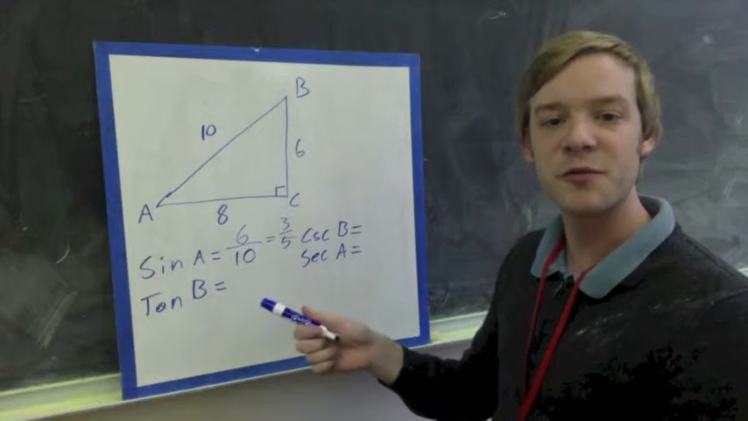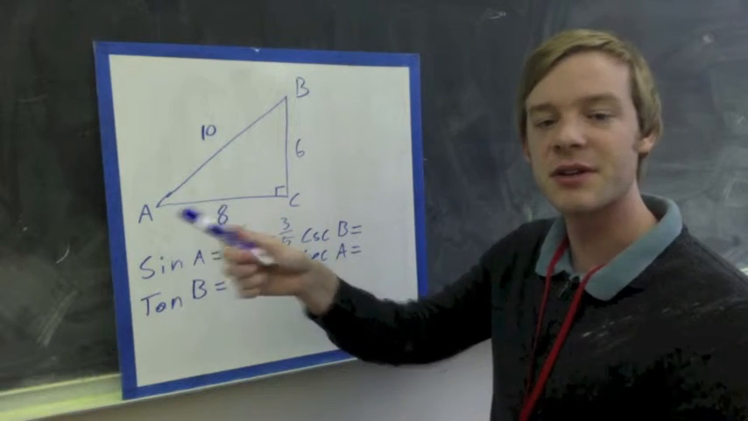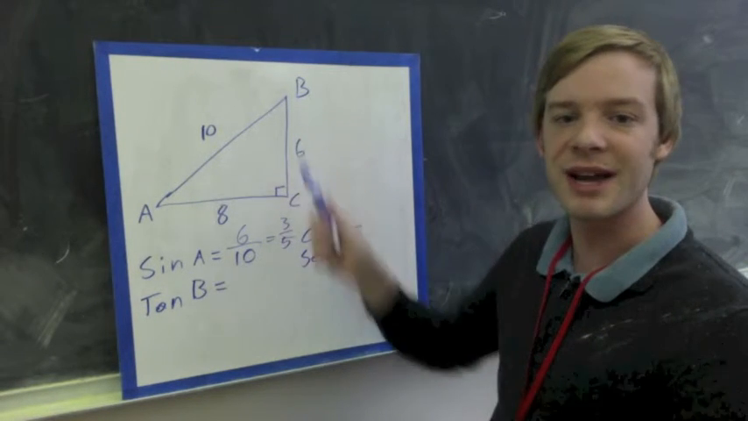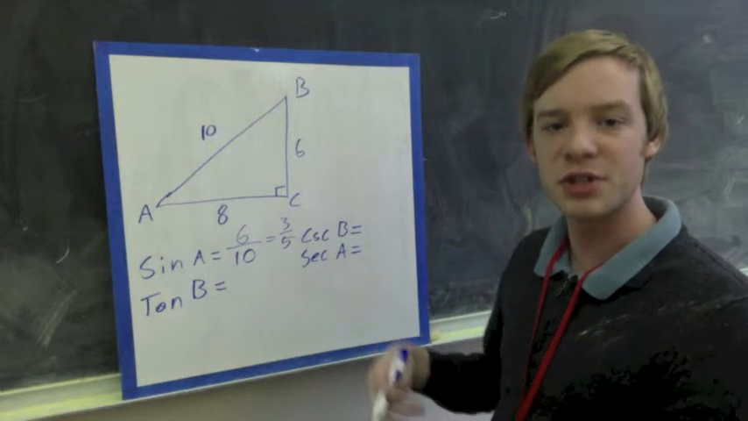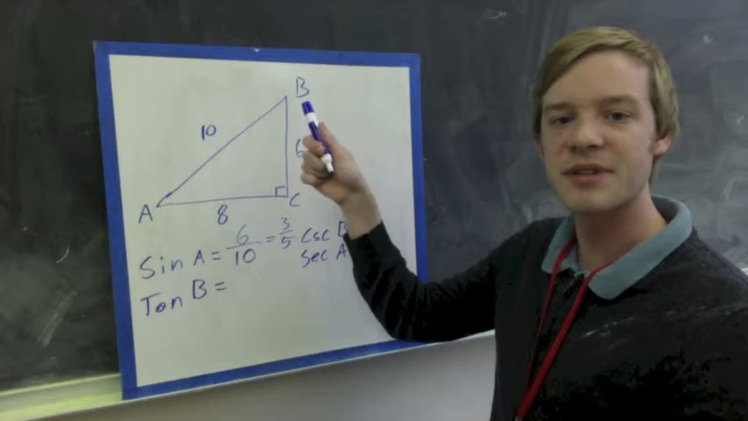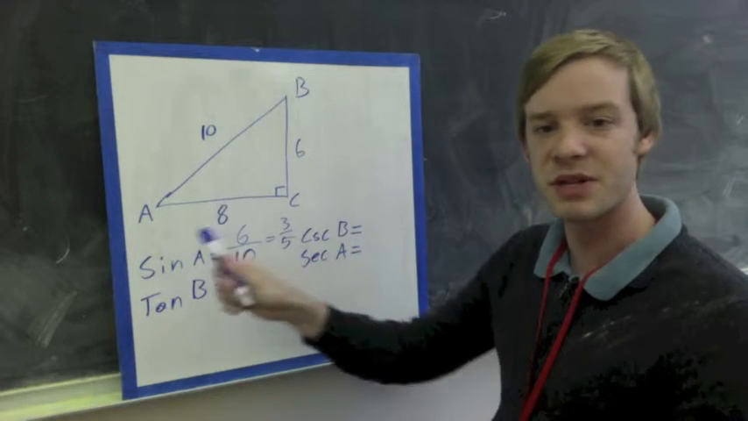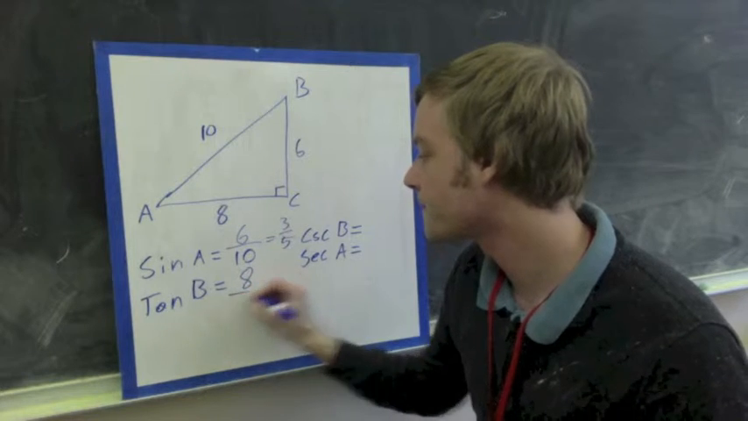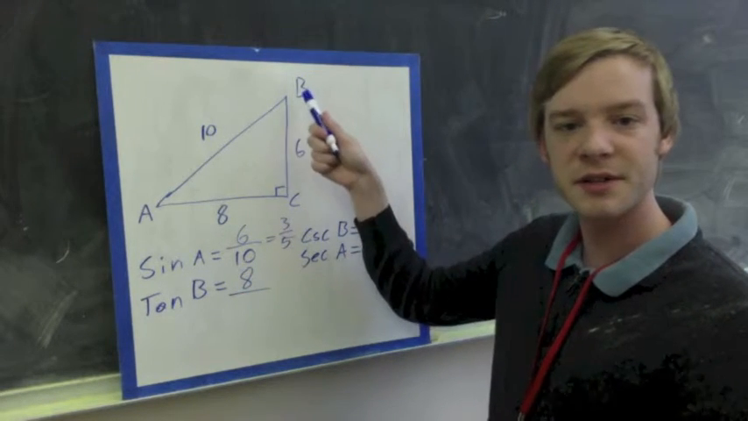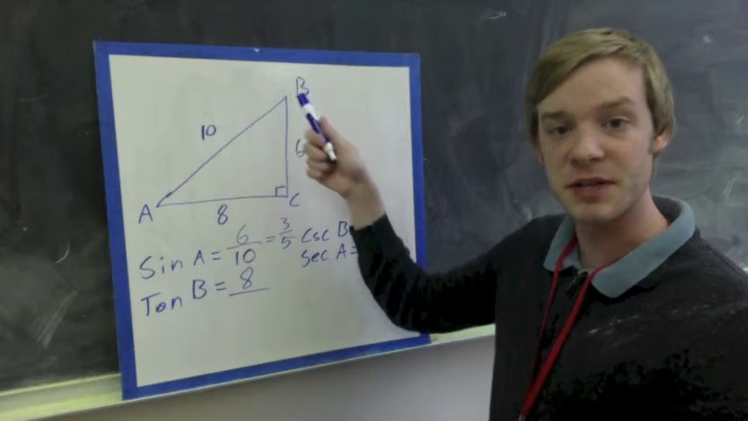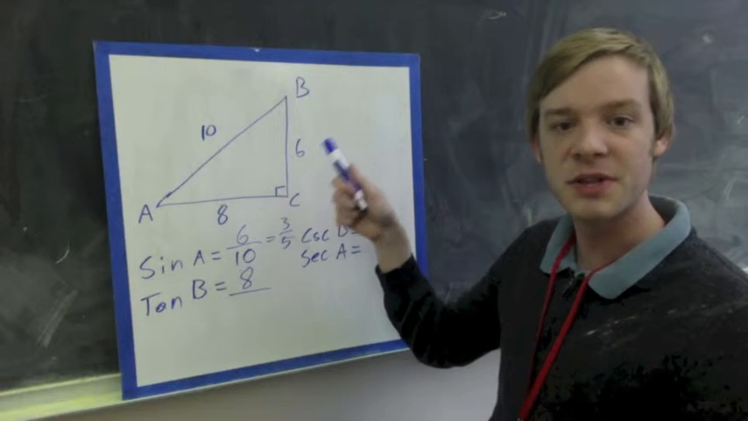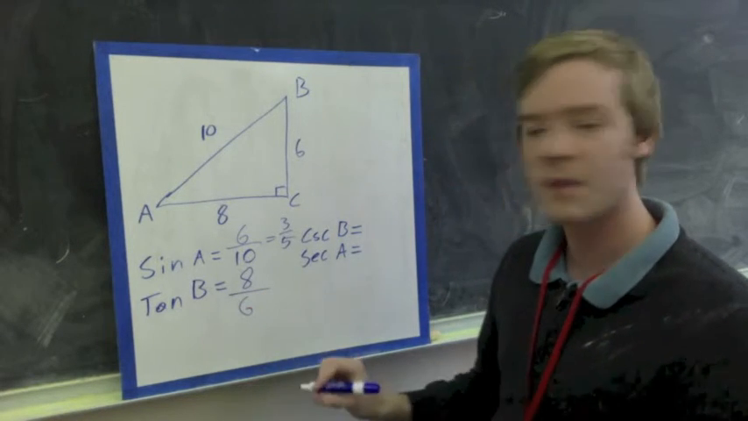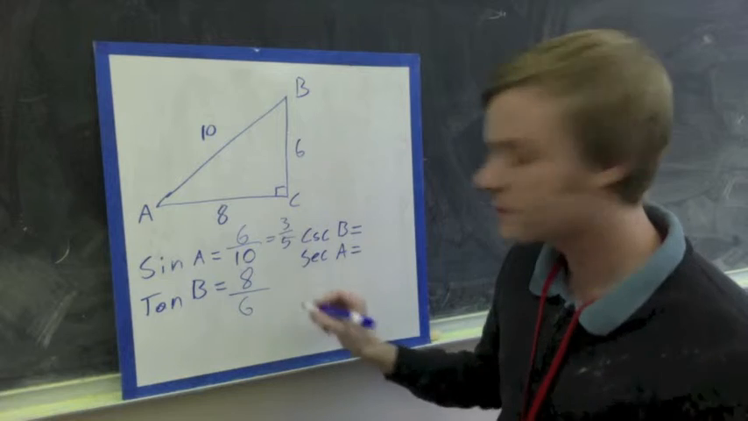Now if I want tangent of B, now instead of looking at this angle down here, I'm going to be looking up top here. So this is our angle that we're looking at, and we need the opposite over the adjacent. So once again, the opposite side is the side that doesn't touch B, so that's going to be this bottom side down here, that's going to be 8. And now the adjacent side to B is the side that touches B, so 6 or 10, but it's going to be the shorter of the two sides, so that means it's going to be 6. And this will simplify to 4 over 3.